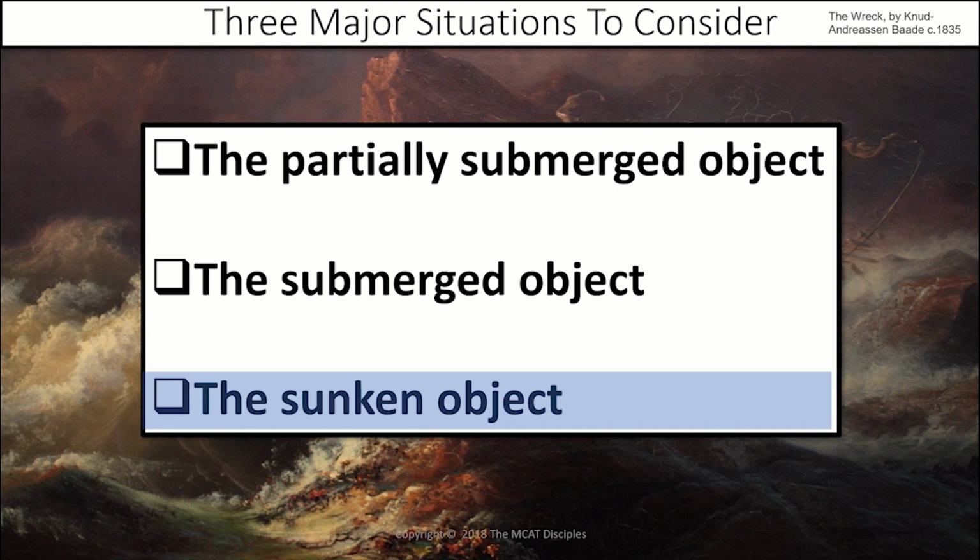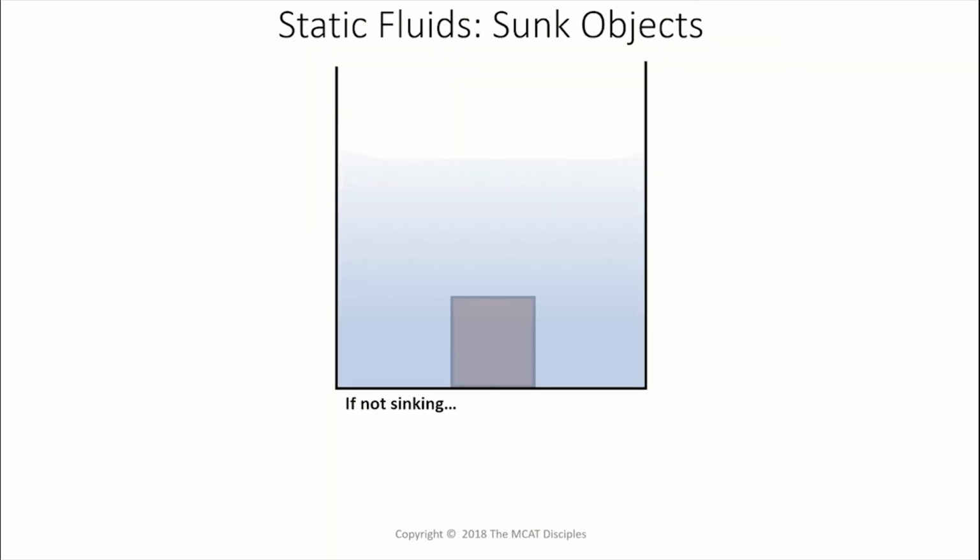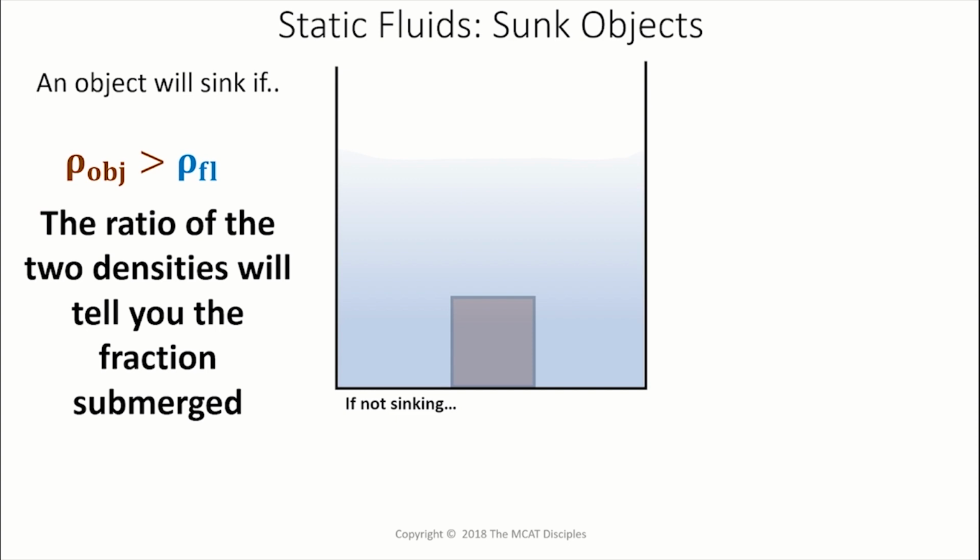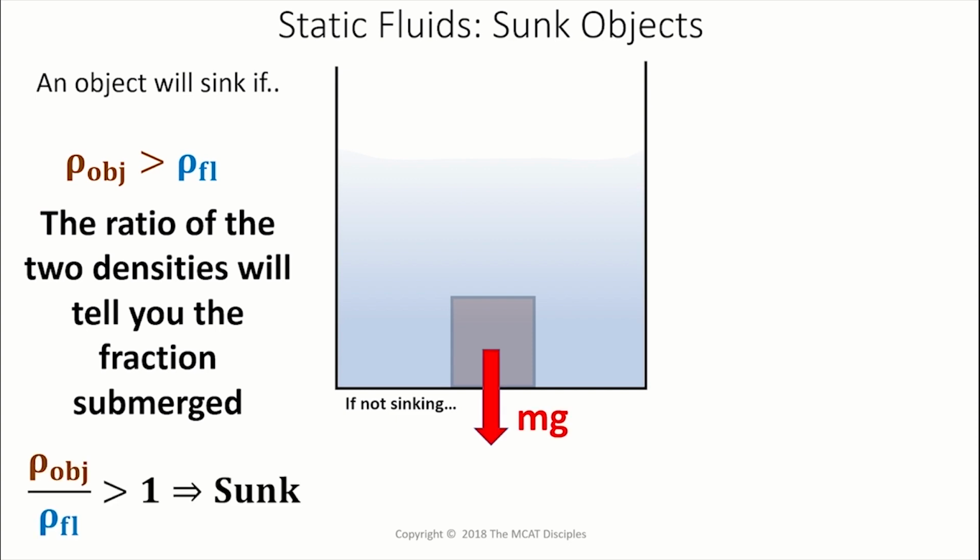And then finally, the sunken object. Alright, an object will sink if the density of the object is greater than the density of the fluid. Surprise, surprise. And the ratio tells you the fraction submerged, so if it's greater than 1, you're sunk. Again, here's our force diagram here. Okay, now here's the thing. Again, it's not moving, right? So the forces have to balance.